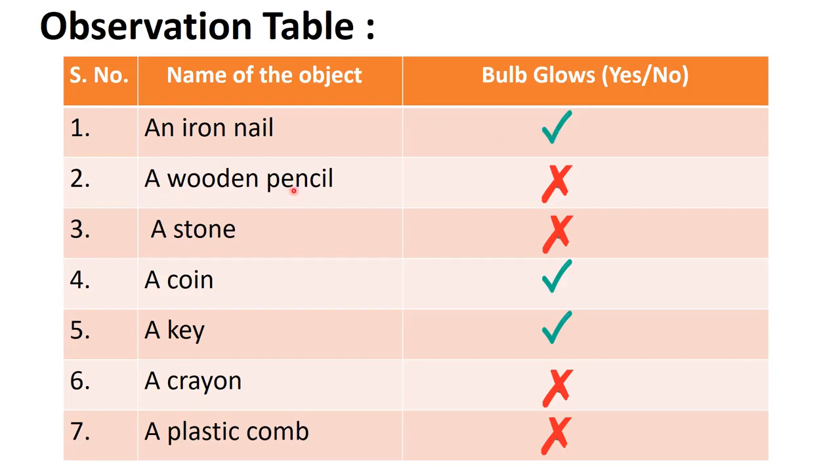Number 2, a wooden pencil. The bulb will not glow. Number 3, a stone. The bulb again does not glow. Number 4, a coin. In this case, the bulb will glow. Number 5, a key. Here we can take an iron key. Yes, the bulb glows. Number 6, a crayon. The bulb does not glow. Number 7, a plastic comb. Again, the bulb does not glow.